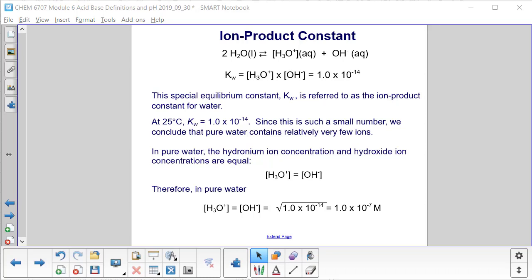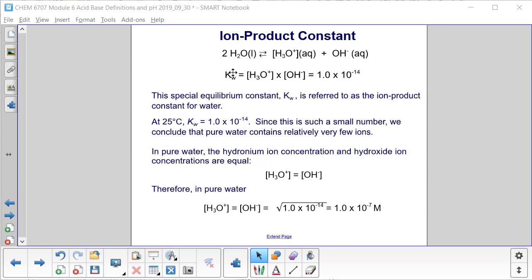All right, let's talk about this special equilibrium constant for water, the ion product constant for water. So water, we could take two waters and it'll dissociate, and we can get the hydrogen ion or hydronium ion plus hydroxide.